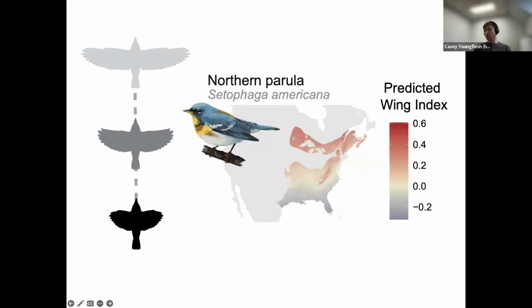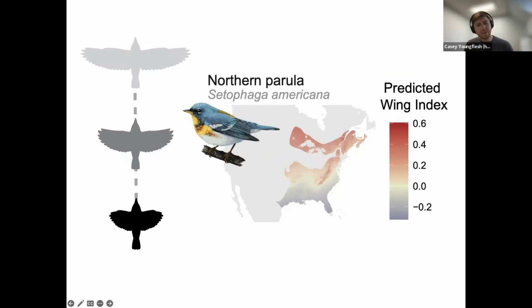So based on the relationships that we found, this is what the predicted northern parula wing index looks like. You can see a clear signal of longer wings throughout the Appalachians here. It's the breeding range of the species. You'll also notice, though, that in this case, longer wings are predicted at these more northerly latitudes. Now, these aren't necessarily areas of higher elevation. So for any of you that have spent some time in these areas, you'll know that there's not much topography in many of these areas at all.